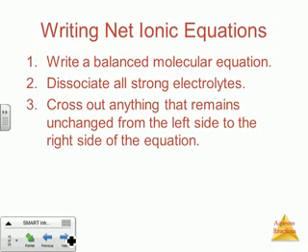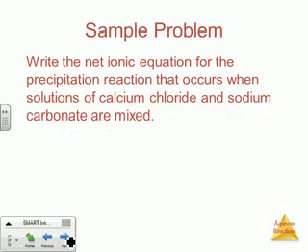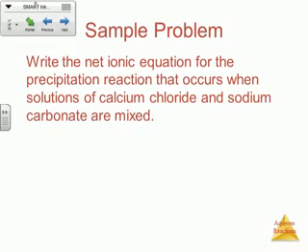So anything that remains unchanged from the left side to the right side, we cross out, and then whatever remains, that's what we write for our final equation. Okay? All right, write the net ionic equation for the precipitation reaction that occurs when solutions of calcium chloride and sodium carbonate are mixed. I'm going to move this up here because I need some room.